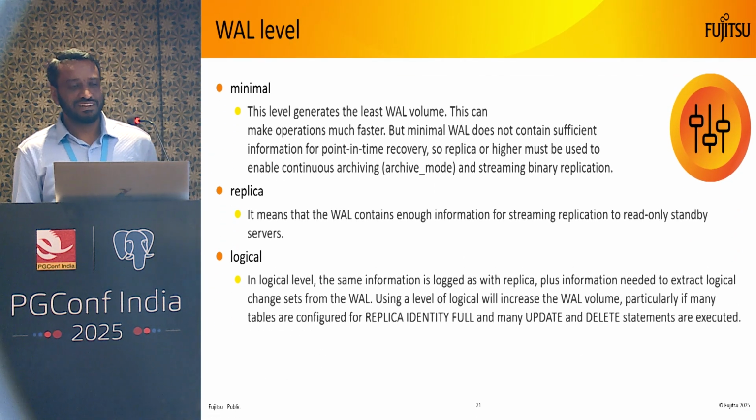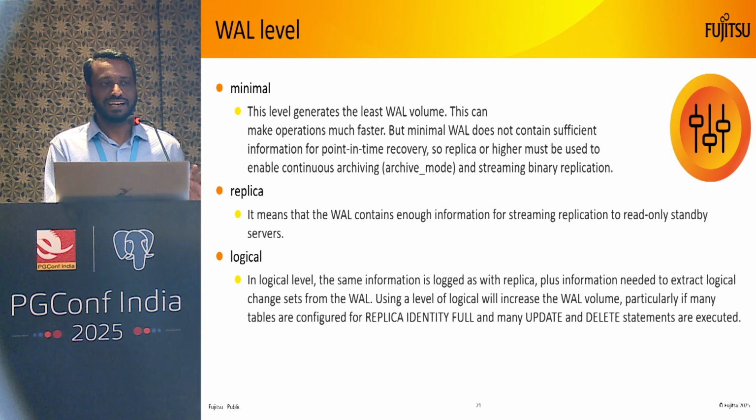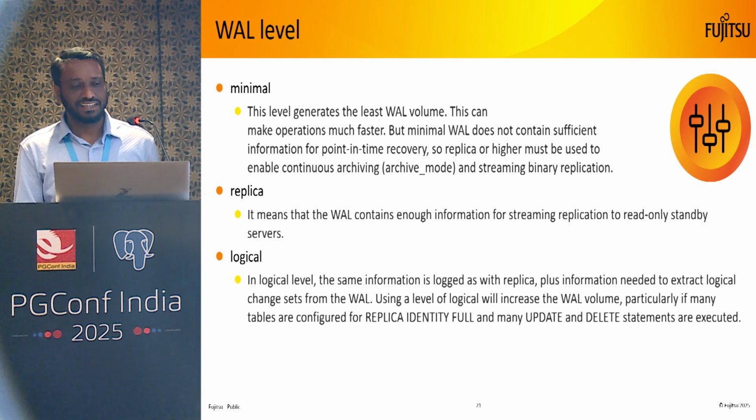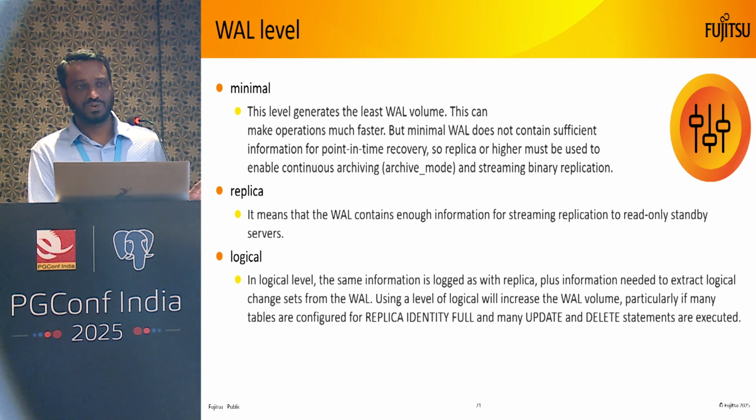So we have 3 WAL levels: minimal, replica, and logical. If you are not using PITR or any replication feature, use minimal. It will generate minimal records from which we can generate the data back. And if we have to support PITR or streaming replication, set it to replica. That is the minimum level that we need. And if we have to use logical replication, set it to logical.